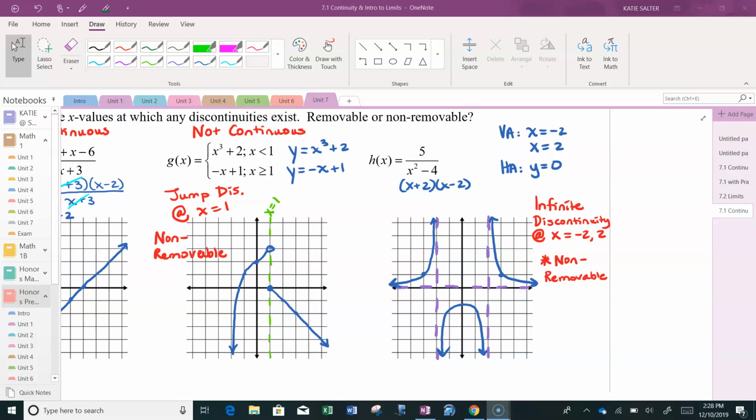We also have a horizontal asymptote. Remember, the horizontal asymptote is not where the function is undefined. The horizontal asymptote is the value that the function approaches as x goes to infinity and negative infinity. So that y equals 0 has nothing to do with whether the function is discontinuous. Because these are vertical asymptotes, it is infinite discontinuity, and they are non-removable.